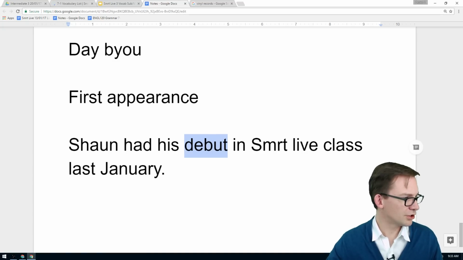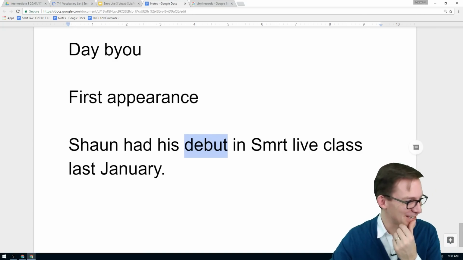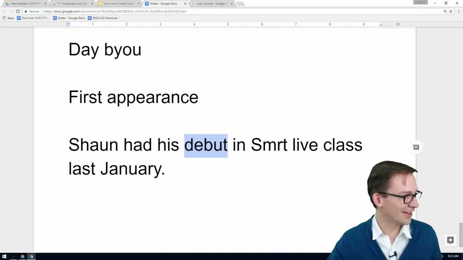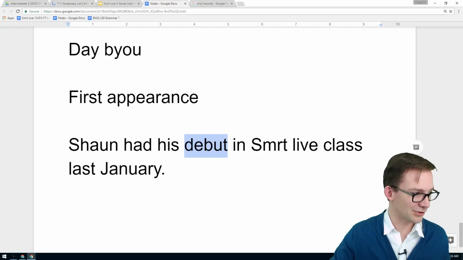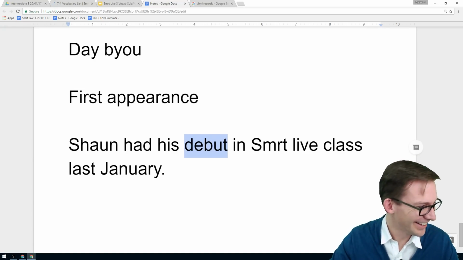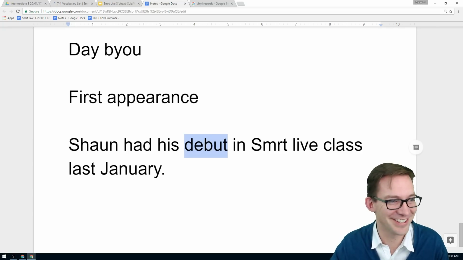Fruit Queen is saying, where is Shaun? Fruit Queen can't see the screen for some reason. Yeah, right. Can everyone else just confirm that you can see the screen? Because Fruit Queen is saying, where is Shaun? Hopefully everyone else can see me.